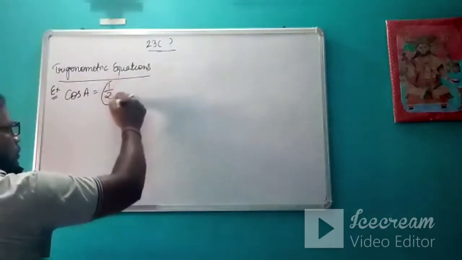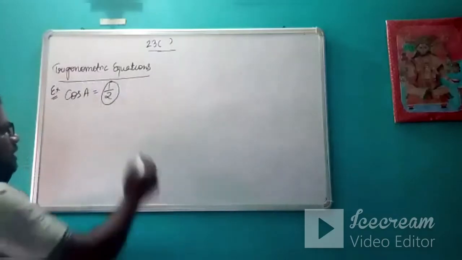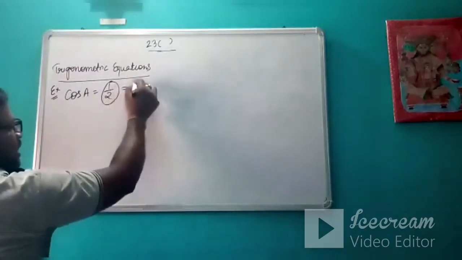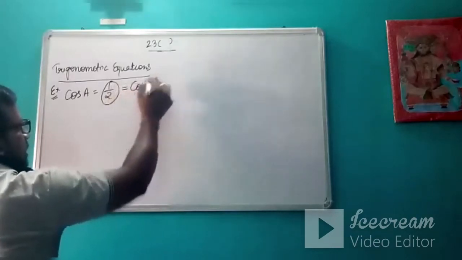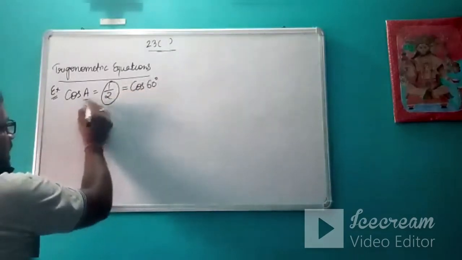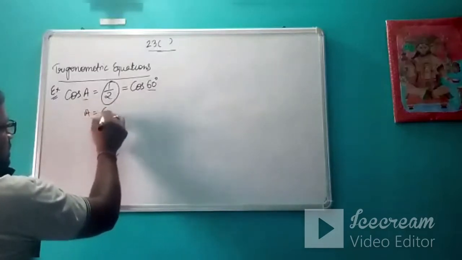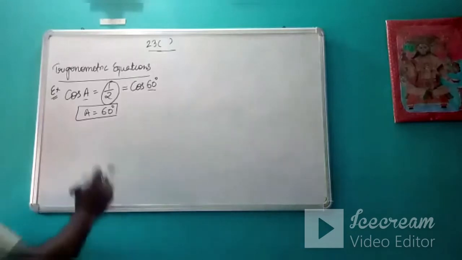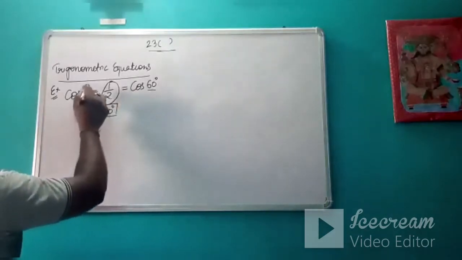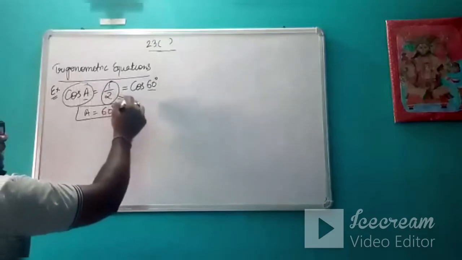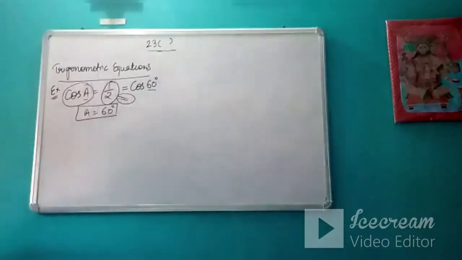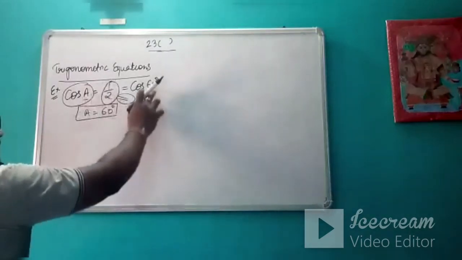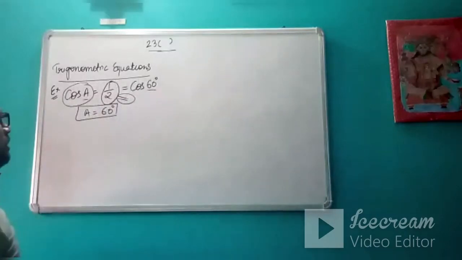You should know at what value of cos the answer is 1 by 2. What we know is that 1 by 2 you will get only at cos 60 degree. So that means this A is equal to 60 degree. Like this we will solve the trigonometric equation. You just bring the equation in this form: the trigonometric ratio is equal to a certain value. Then you remember the values at which this trigonometric angle lies, and that angle will be the answer.